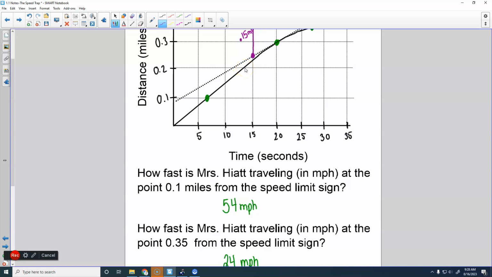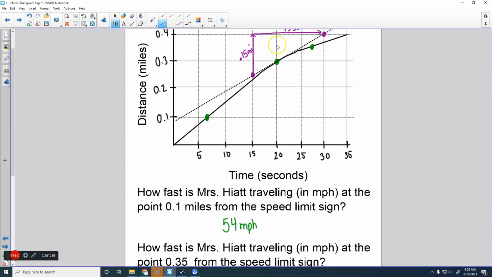We could use pre-calculus math to find that. But whenever we're not talking about something constant, when we're talking about something changing, that's when calculus comes in. Because I needed to know that speed at that moment, and it wasn't just a straight line. So that is something that calculus can be used for.